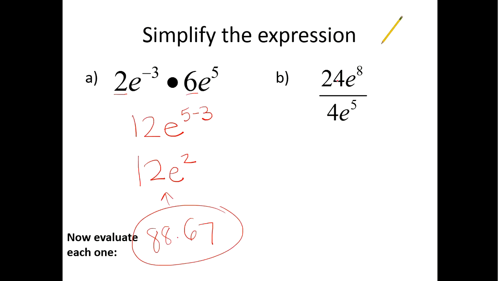So now I have 24e to the 8th divided by 4e to the 5th. Very first thing, let's divide the numbers. 24 divided by 4, well, that's just 6, right? And then I need e to the 8th divided by e to the 5th. Now, if you remember, guys, we subtracted exponents when they were divided. So this would be e to the 8 minus 5, which is the same thing as 6e to the 3rd.